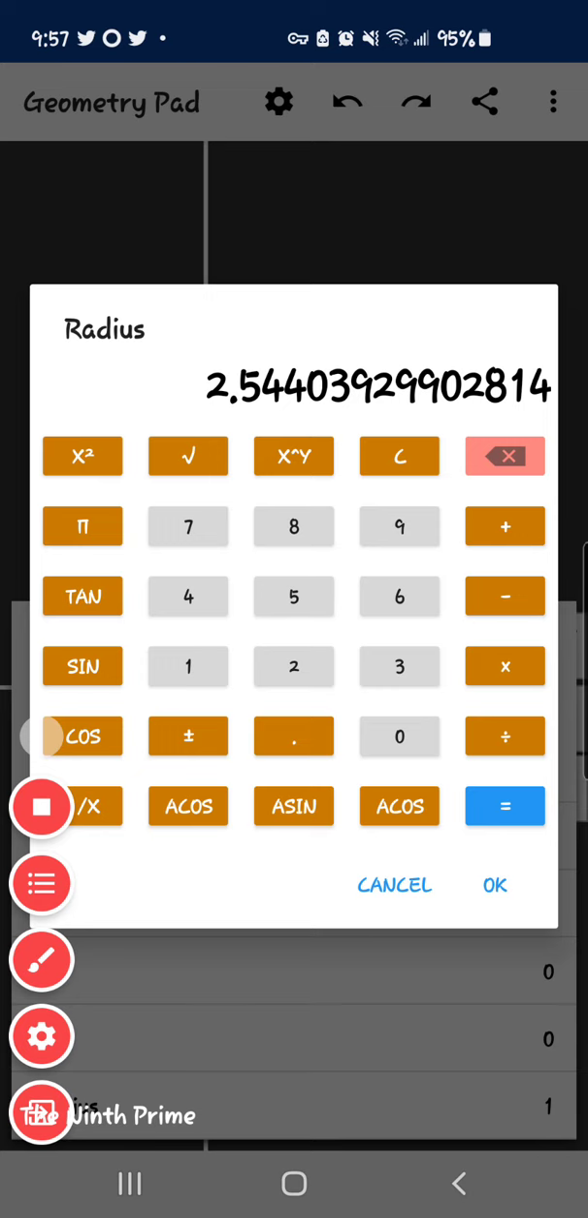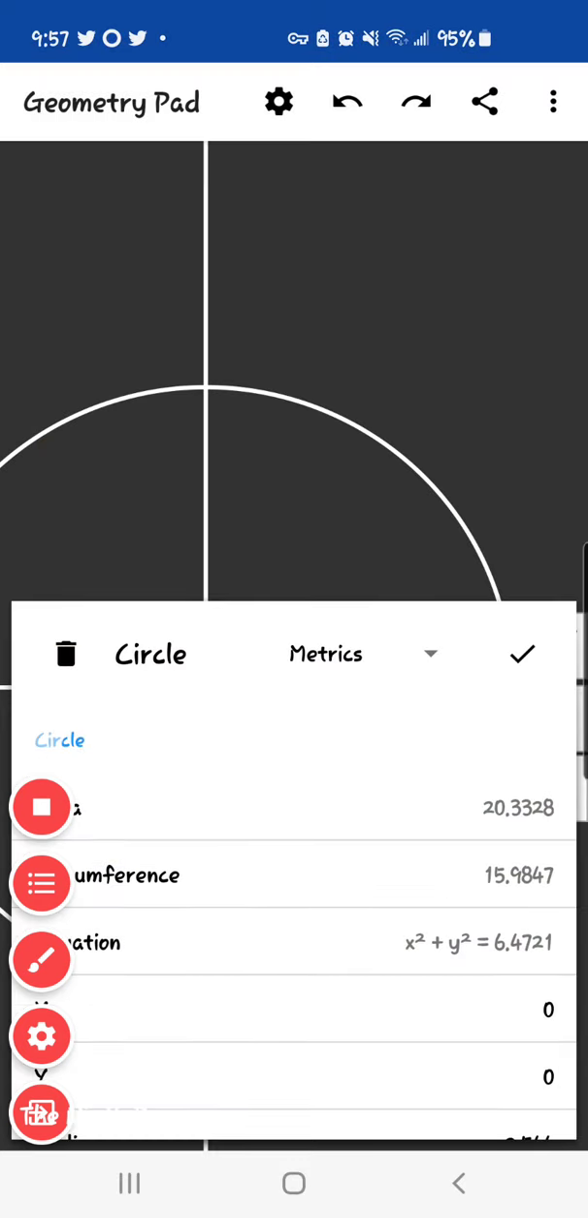Now the reason why I'm going to do this is because it's going to produce a pyramid with a base of 4 and 4 exactly.